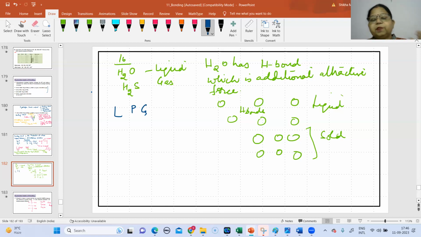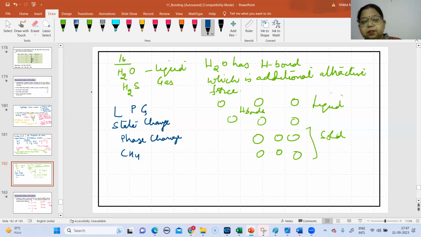The day-to-day example of this fact lies with LPG, liquefied petroleum gas. It's not exactly hydrogen bonding, but it is an example of a state change, or what we call a phase change. In this case, LPG is mainly methane. When you apply pressure on it, the particles come closer. From gaseous state, it is changed into liquid state and it is moved to your home. Please always remember, it is not an example of hydrogen bonding. It is an example of a phase change, right?